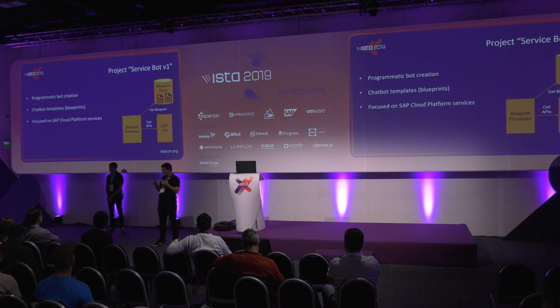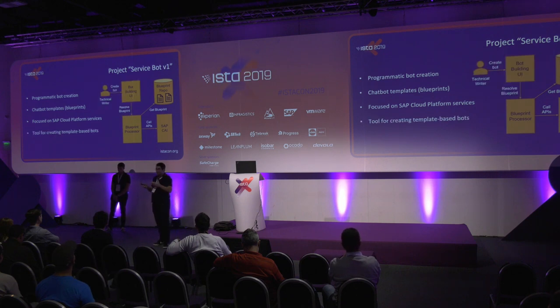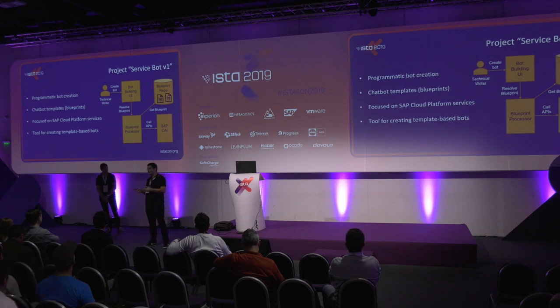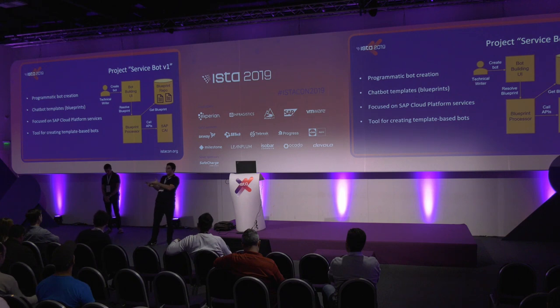Okay, good. So we then created the blueprint for this particular domain, the SAP Cloud Platform Services. And we also created an application that will enable technical writers to trigger the creation of a blueprint-based bot. So what would happen? The technical writer will open the application, select the blueprint that they want, provide all the necessary parameters for that blueprint, and basically click go. Then they will wait around a bit, and the bot will be created.